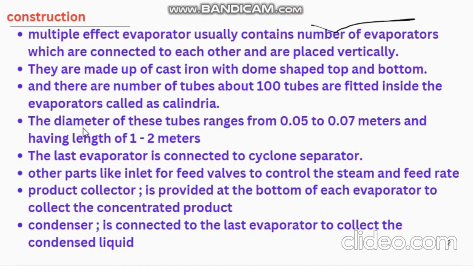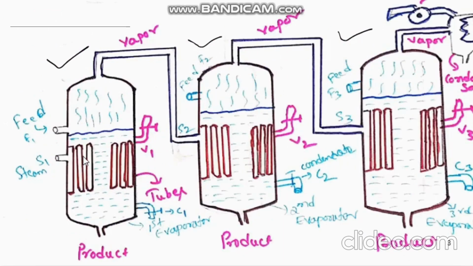There are a number of tubes, about 100 tubes, which are fitted inside the evaporators, called the calendria. In this diagram we can see the number of tubes, and these tubes are usually 100 in number, and together they are called the calendria.